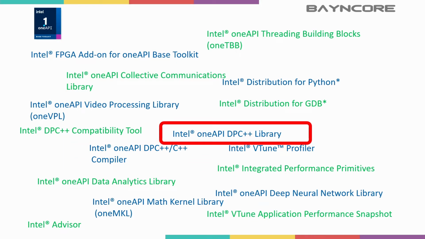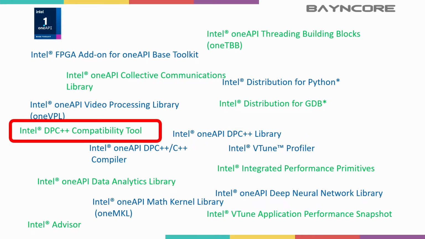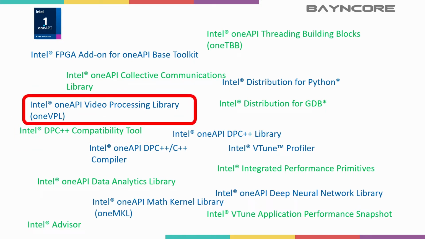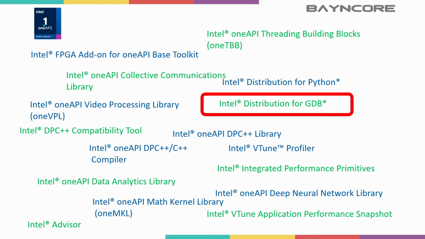The DPC++ library is a companion to the DPC++ compiler, and it's a collection of APIs that programmers can use to take advantage of the heterogeneous support offered by oneAPI. The Intel DPC++ compatibility tool assists in migration of CUDA applications to Data Parallel C++. The video processing library is a successor to the Intel Media SDK and provides an API for encoding, decoding, and video processing that works across a wide range of accelerators. The Intel distribution of GDB is an enhanced version of the regular GDB and has the facilities to debug CPU, GPU and other accelerators on the latest generation of Intel devices.